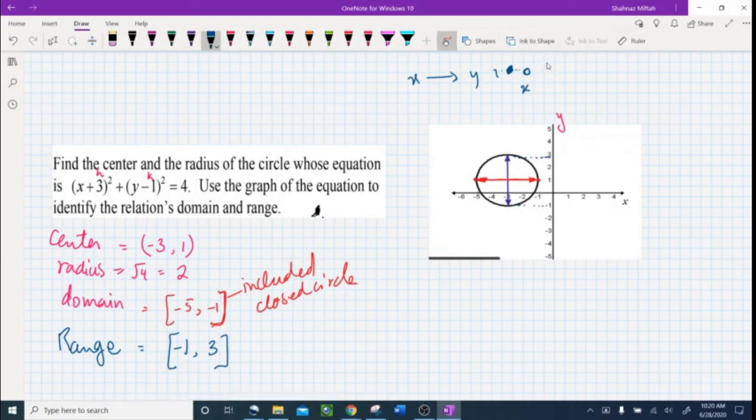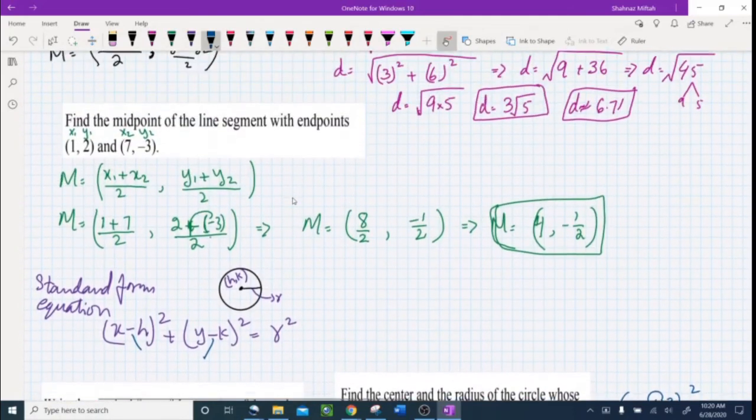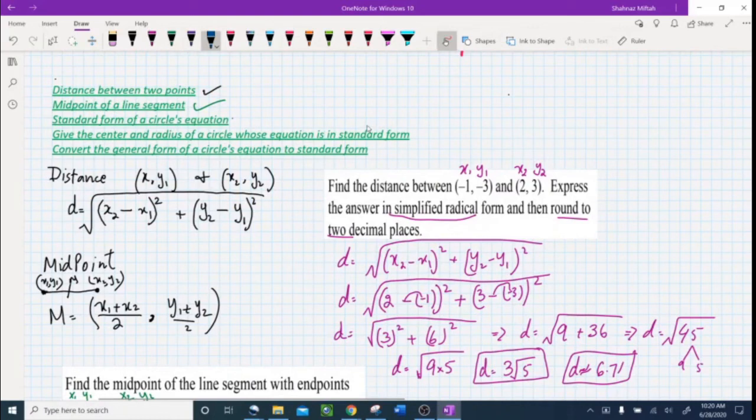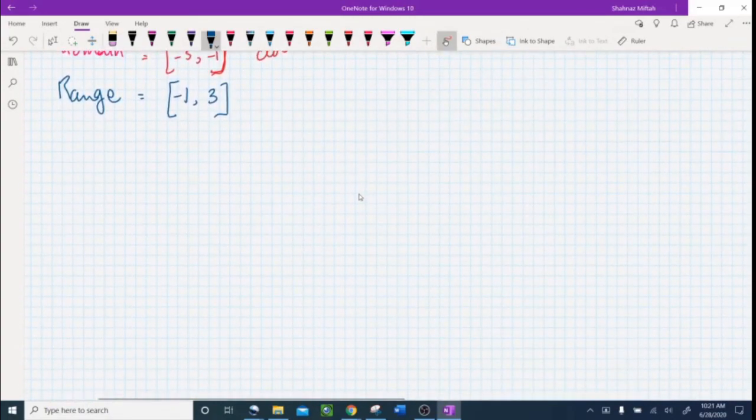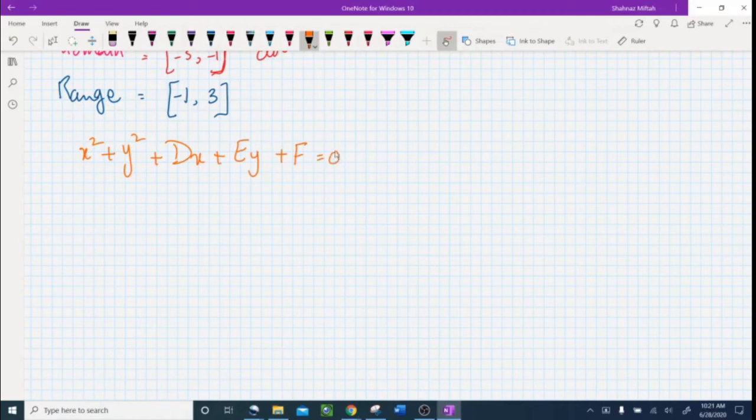Okay, so we did the center. How much have we finished? Let's see. Center and radius in standard form. Now we are converting general form into standard form. So what is the general form of the circle? The general form of the equation of a circle is going to be this: x² + y² + dx + ey + f = 0. And this is the general form of the equation of a circle.